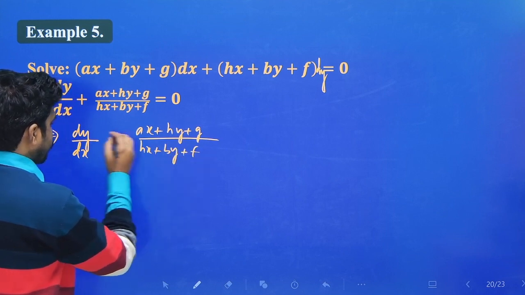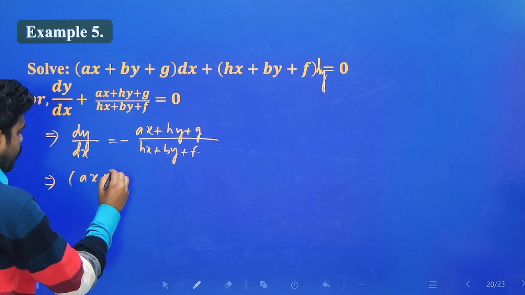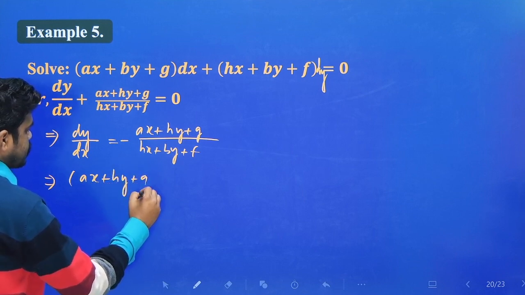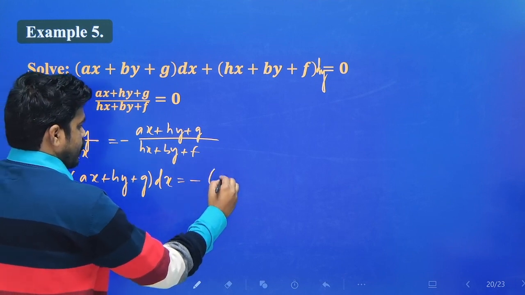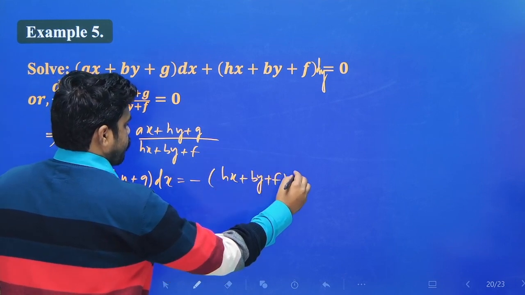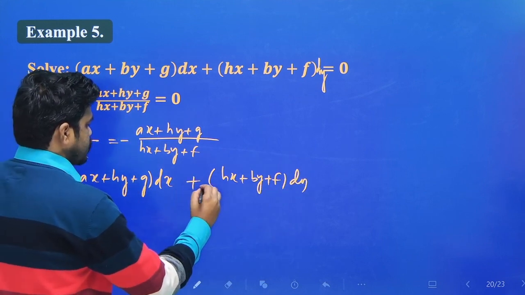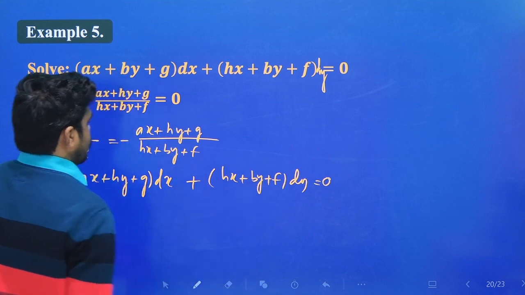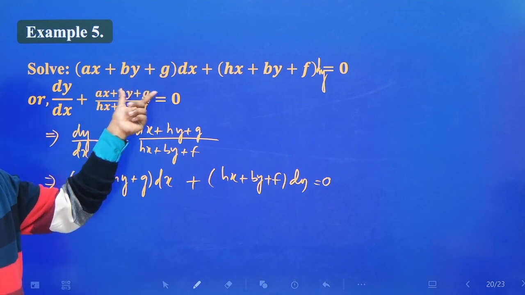Cross multiplication: (ax + hy + g) dx = minus (hx + by + f) dy. Now bring the left-hand side over, so that (ax + hy + g) dx + (hx + by + f) dy = 0. So these two equations are the same.